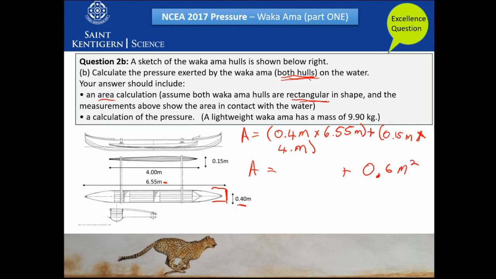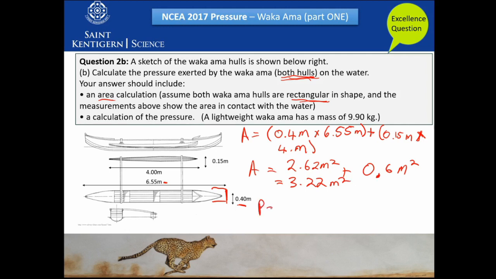Alrighty, and the other one is 0.4 multiplied by 6.55 equals 2.62 meters squared. So 2.62 plus 0.6 gives us 3.22 meters squared. So there we have the area.